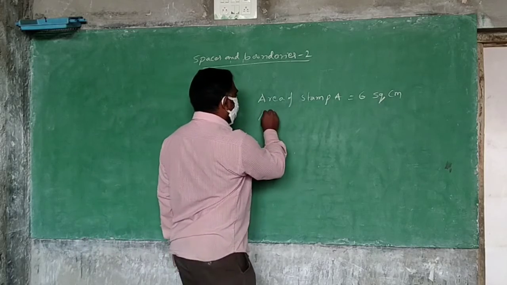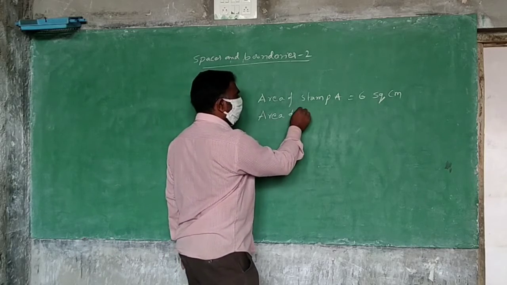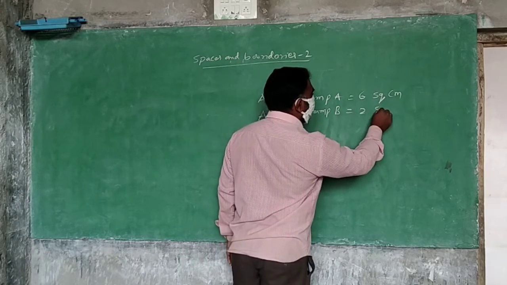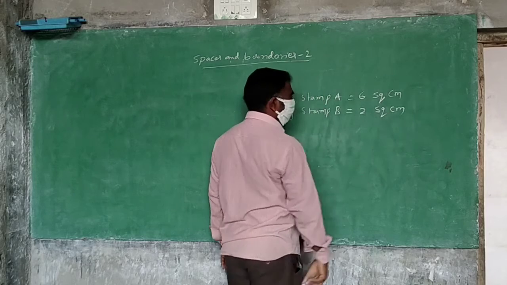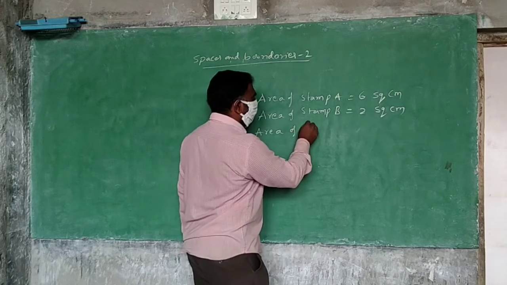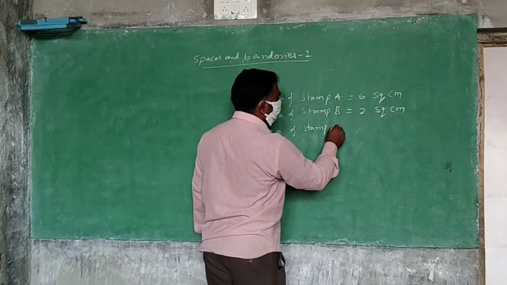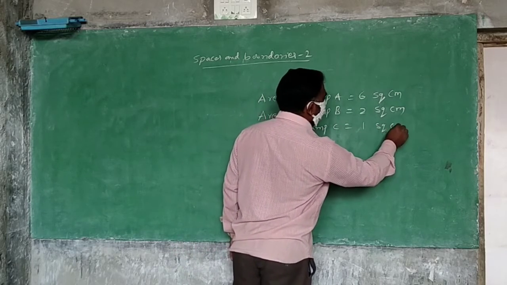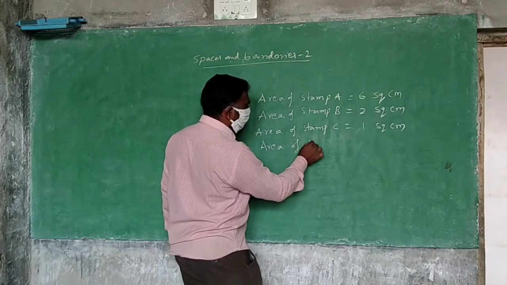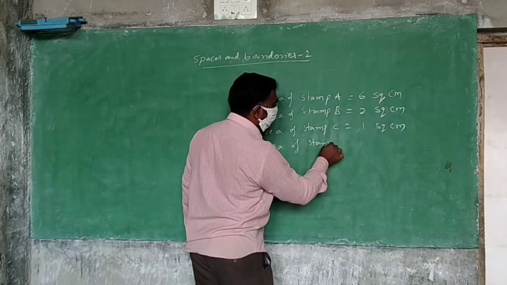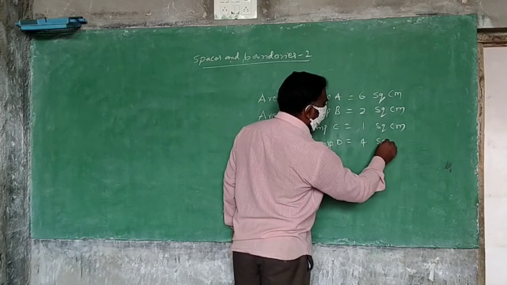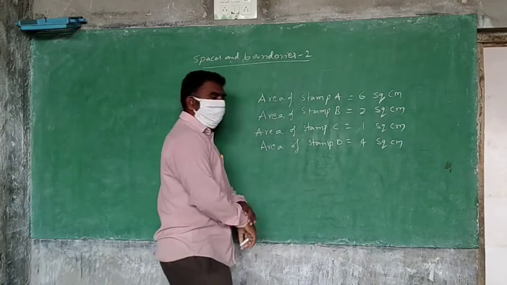What is the area of stamp B? 2 square centimeters. You write like that. 2 square centimeters. What is the area of stamp C? 1 square centimeter. 1 square centimeter. What is the area of stamp D? 4 square centimeters. 4 square centimeters.